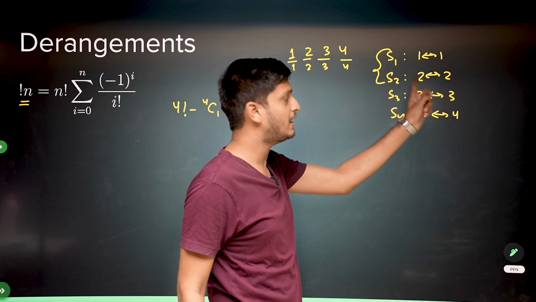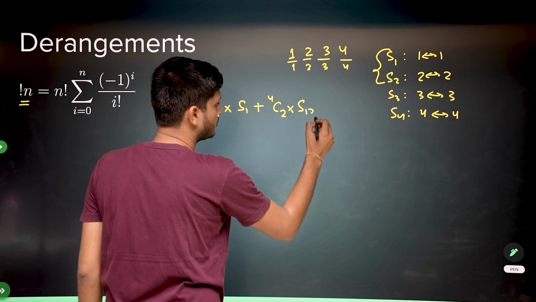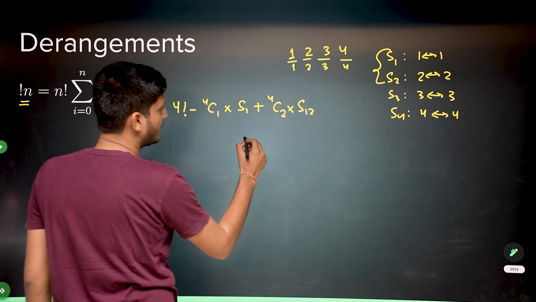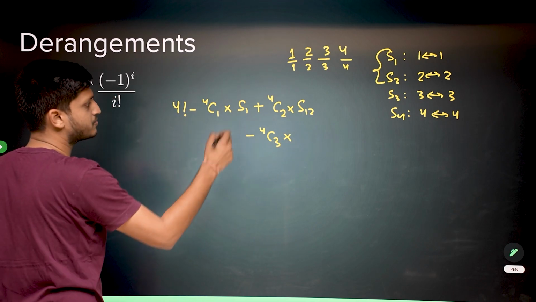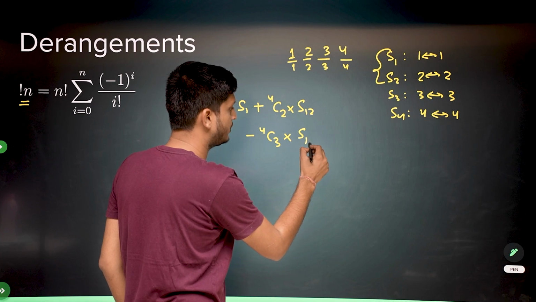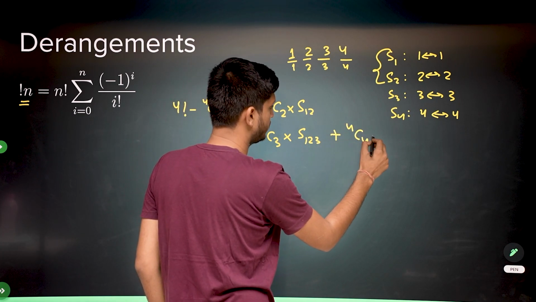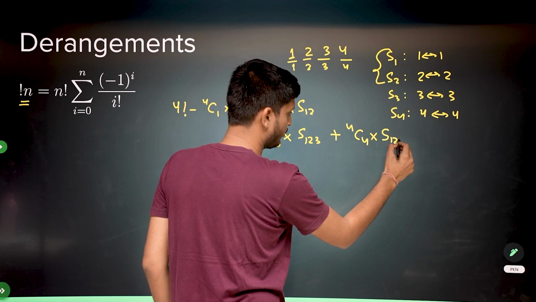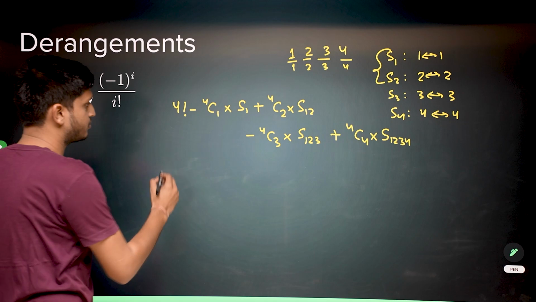Basically 1 goes in 1 and 2 goes in 2. So this is like the cardinality of S12. You can write it as S12, minus 4C3 times, plus minus, inclusion-exclusion, right? Now the cardinality of 3 of them being true, and plus 4C4 times the cardinality of all 4, right? So what will it be?